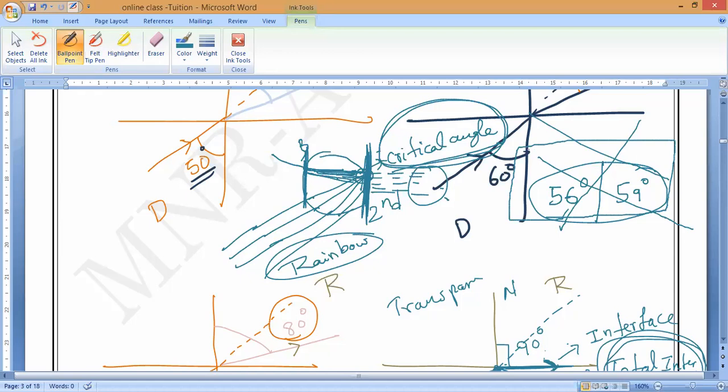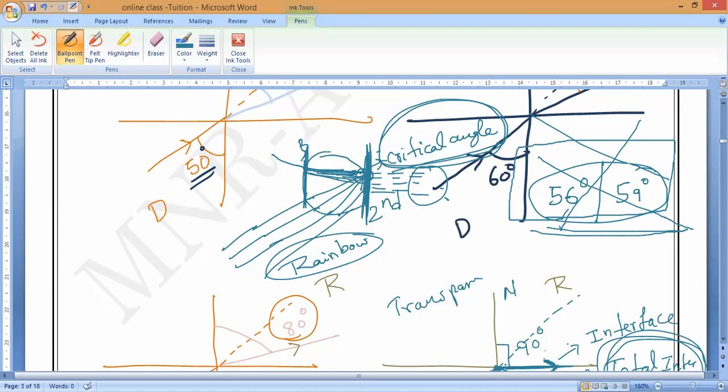But for your purpose, just for NTSE competition exams, you can remember that the critical angle is between 56 to 59. Some textbooks will give you 52 to 59 also, but exactly 56 to 59, you can remember that. That is called as critical angle.